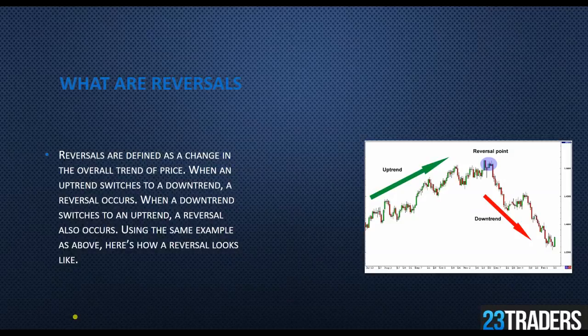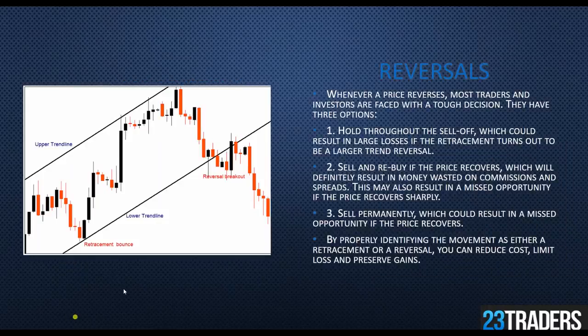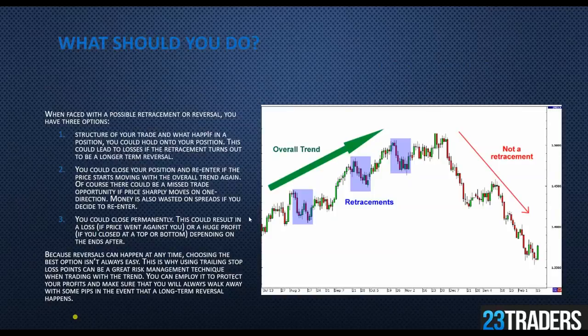So these are the differences. These are who's controlling the market and where price should go. And you have to learn how to see these, and you need to see these with other indicators in mind at the same time. Okay. So whenever a price reverses, most traders and investors are faced with a tough decision. Do they hold? Do they sell? Do they sell and rebuy? So they have to properly identify these.